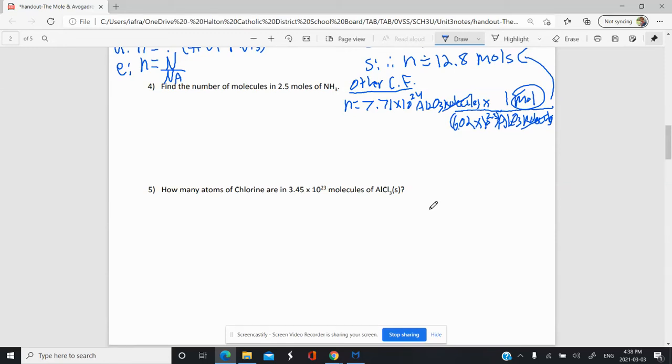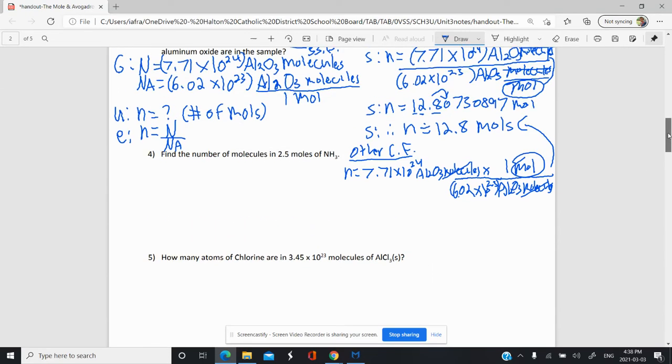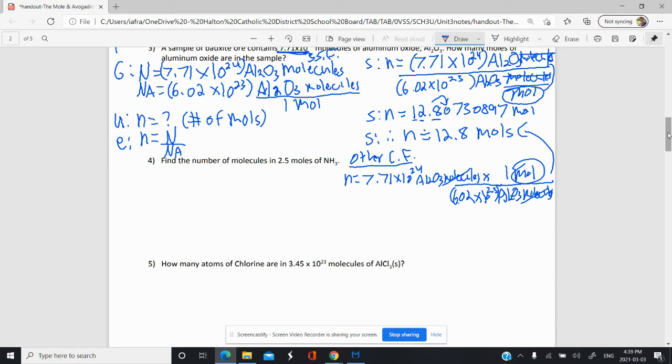In this video, we're going to do examples 4 and 5 from the mole lesson. So let's take a look at number 4. Find the number of molecules in 2.5 moles of NH3. Let's use our GUESS method. So GUESS, what are we given? Well, in this question, we're given the number of moles is 2.5 moles.